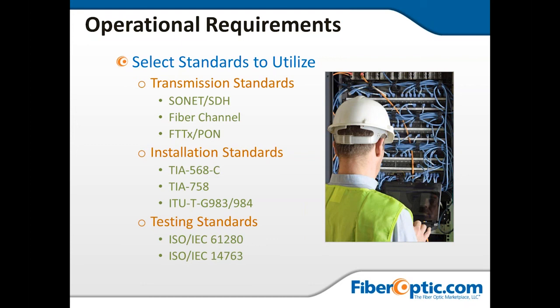And then testing standards, 61280, 14763. What standards do you want to use for your testing? Tier 1, Tier 2. Do you need fiber characterization at the level of CD and PMD? All of those questions will need to be looked at, and the cost associated with having either the equipment or the personnel to come do those kinds of tests.